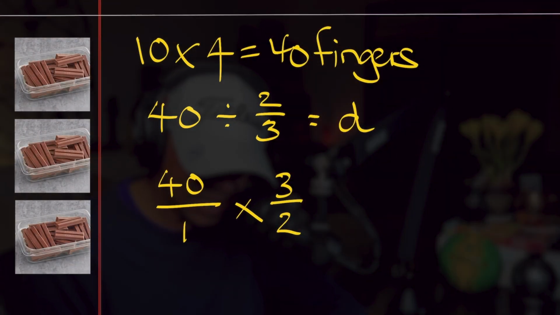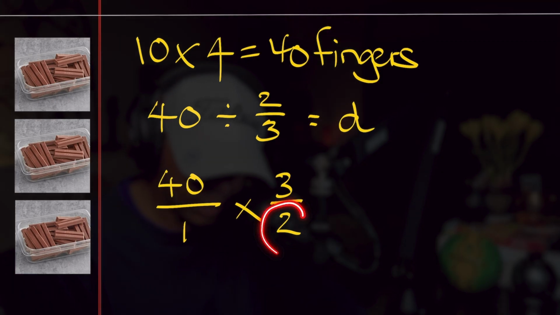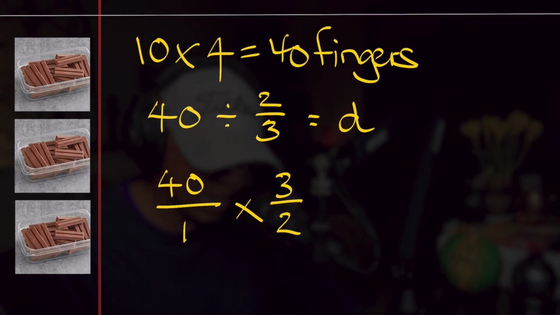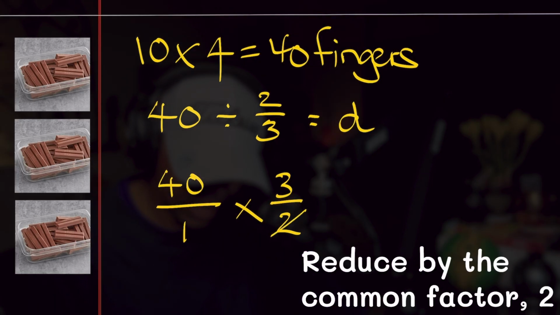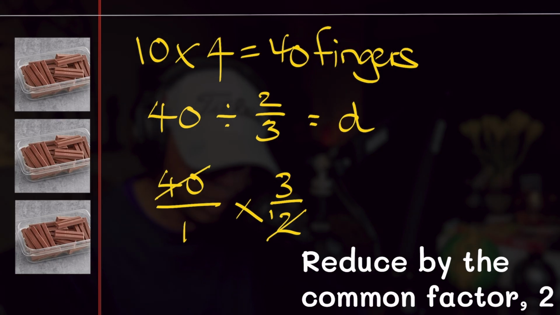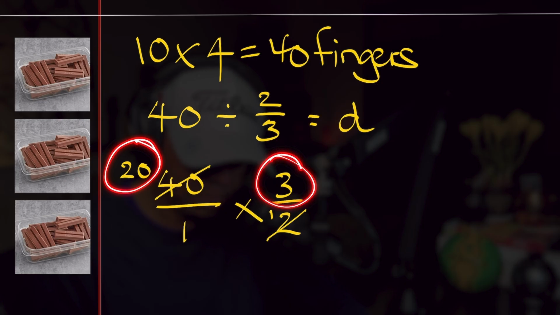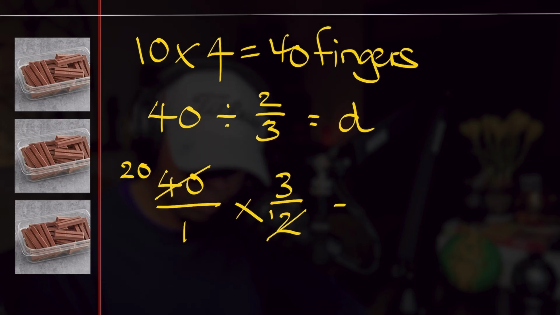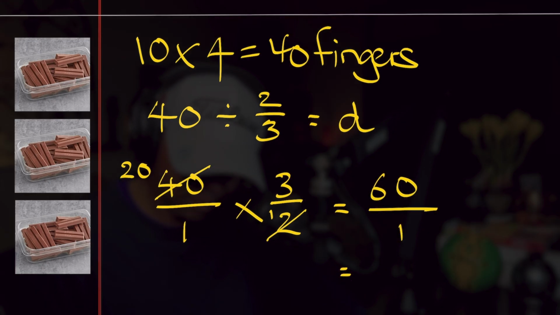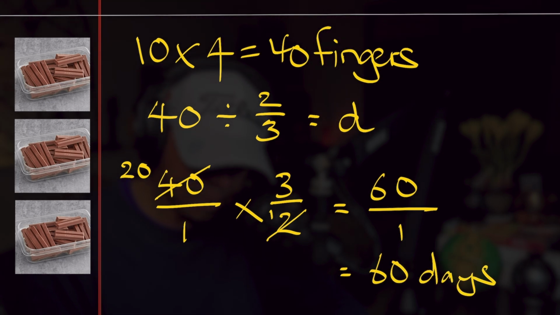I have 40 times 3 over 2. I can cross simplify and look at 40 and 2 and simply say 2 into 2, 1, 2 into 40, 20. And then I'm going to multiply 20 by 3. 20 by 3 is 60. Multiply my denominators, and I have 1. That's going to give me 60 days. So d equals 60 days.